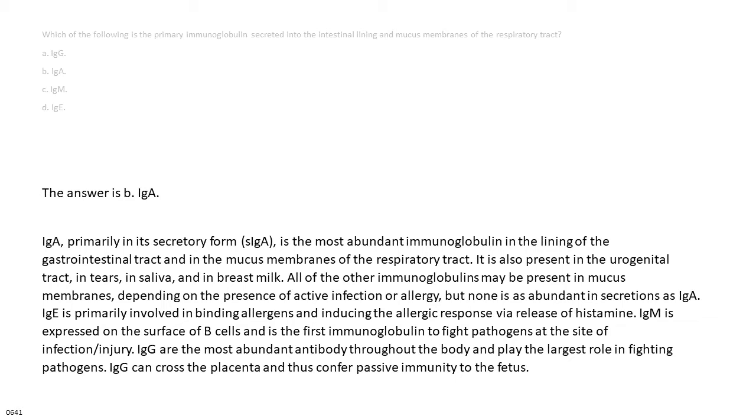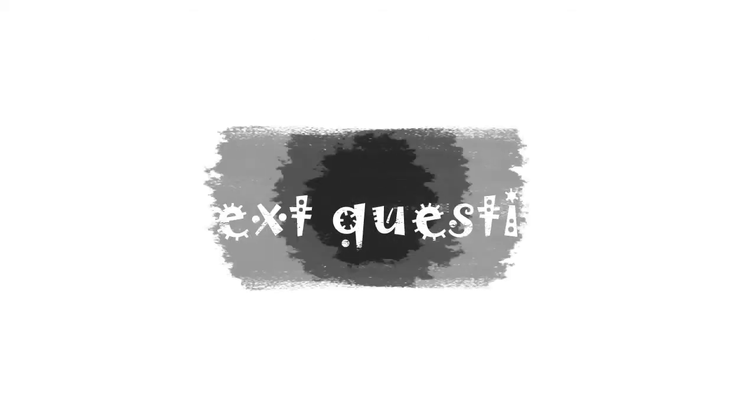IgE is primarily involved in binding allergens and inducing the allergic response via release of histamine. IgM is expressed on the surface of B cells and is the first immunoglobulin to fight pathogens at the site of infection or injury. IgG is the most abundant antibody throughout the body and plays the largest role in fighting pathogens. IgG can cross the placenta and thus confer passive immunity to the fetus.